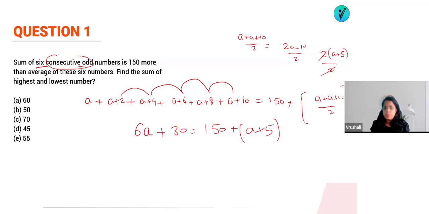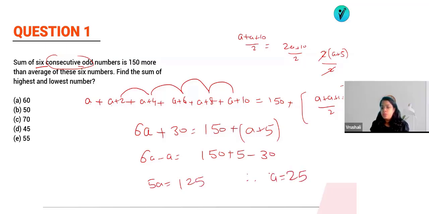So if you solve it, 6a minus a is equal to 150 plus 5 minus 30. So 5a is equal to 125, so the value of a will be equal to 25.